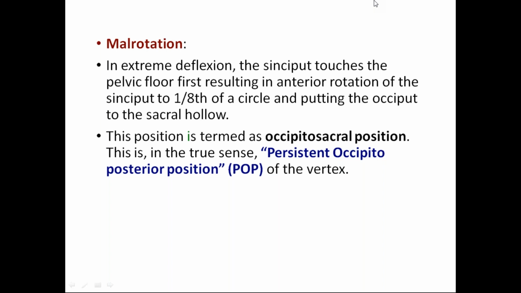Malrotation. I told you malrotation: instead of rotating 3/8 circle, it will rotate posteriorly, that is 1/8 circle towards the sacrum. So instead of rotating with long internal rotation, it will rotate posteriorly and the occiput will occupy the hollow of the sacrum. This is called occiput posterior position or direct occiput posterior position. And two things can be possible: either it will arrest there or the baby will deliver.